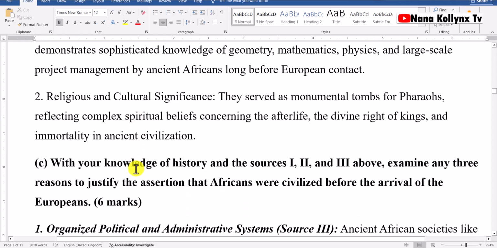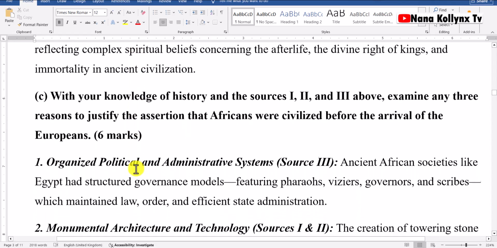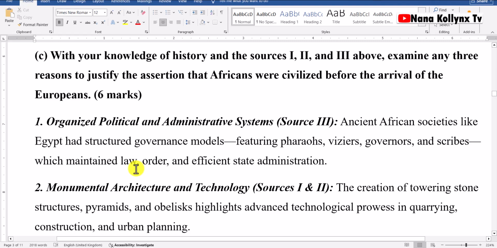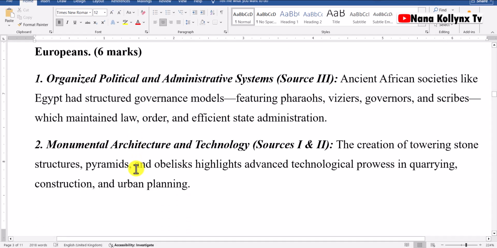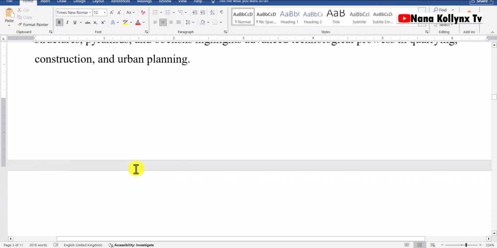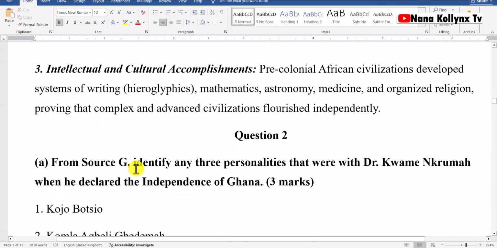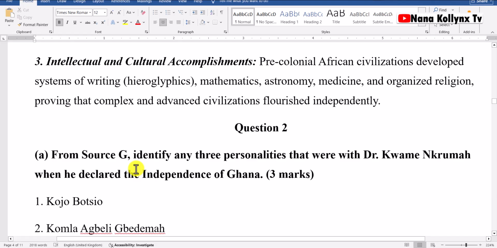So the questions are bolded. The answers follow. With your knowledge of history and source 1 and 2 above, examine any three reasons to justify the assertion that Africans were civilized before the arrival of the Europeans. 6 marks, so the answers are there. Okay, so please go through the answers. You can pause it and then read through or write it.